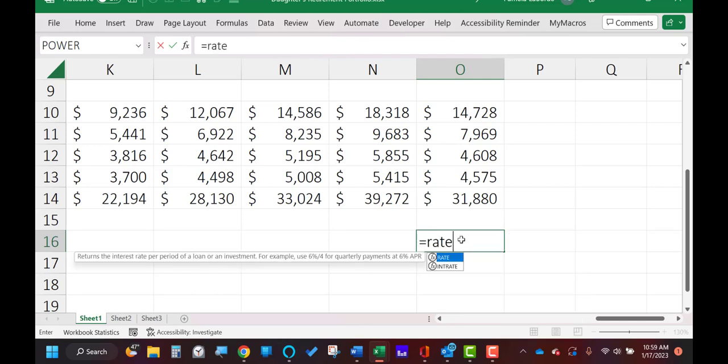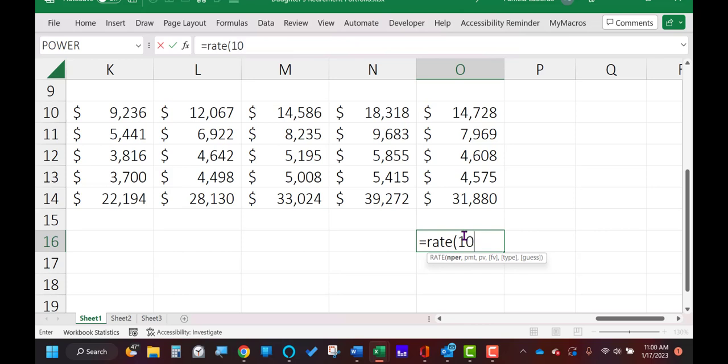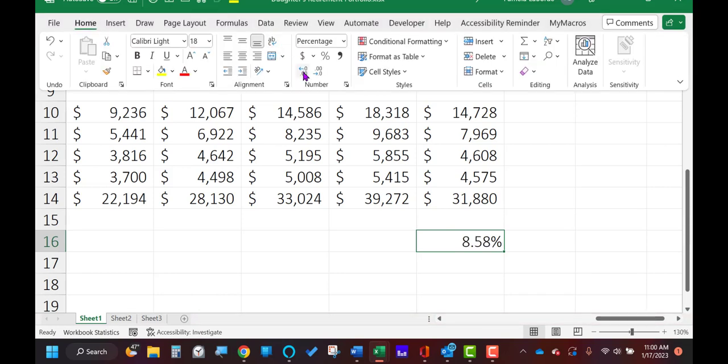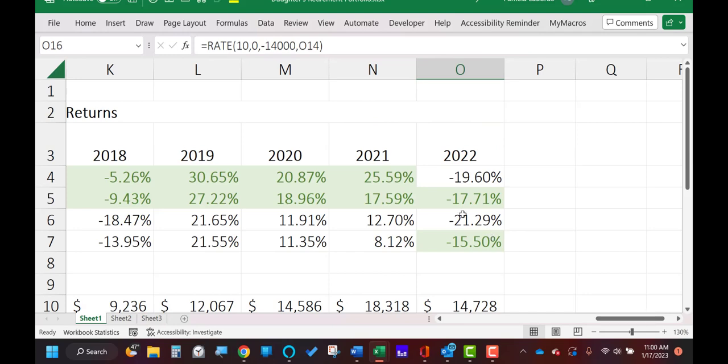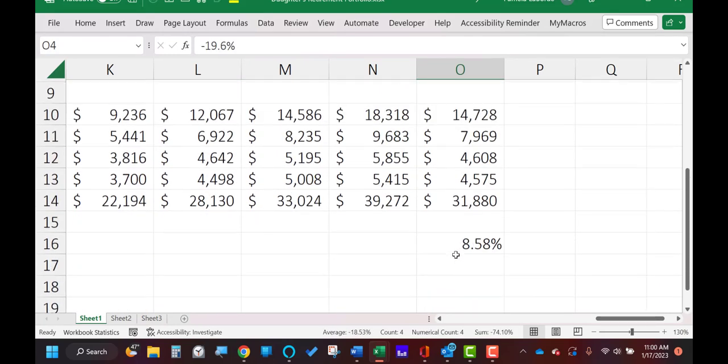I'm going to use the rate function in Excel to do that. And I know that was a 10-year time frame. There are no payments. The present value has to be negative, and it's the 14,000 that she started with. And then the ending value or future value in this case is the 31,880 that she ended with. So her annual rate of return is about 8.6%, which isn't too bad. And remember, 2022 was just a really horrible year.